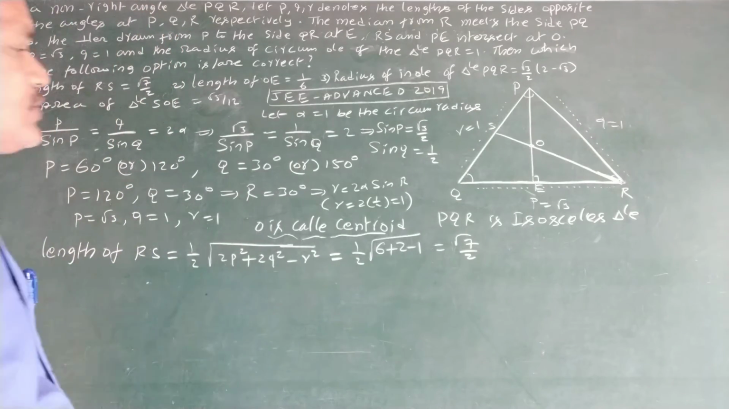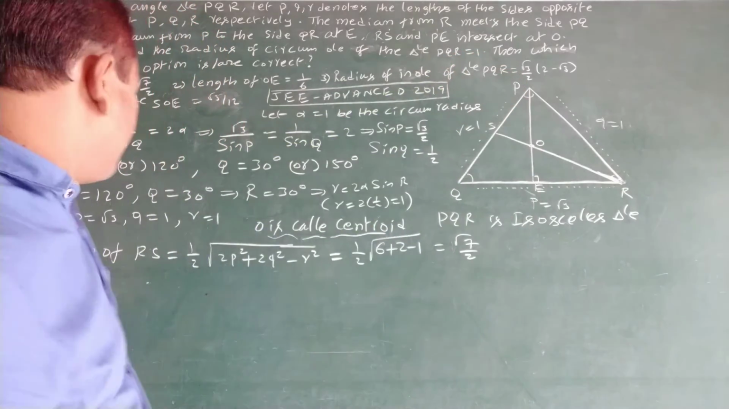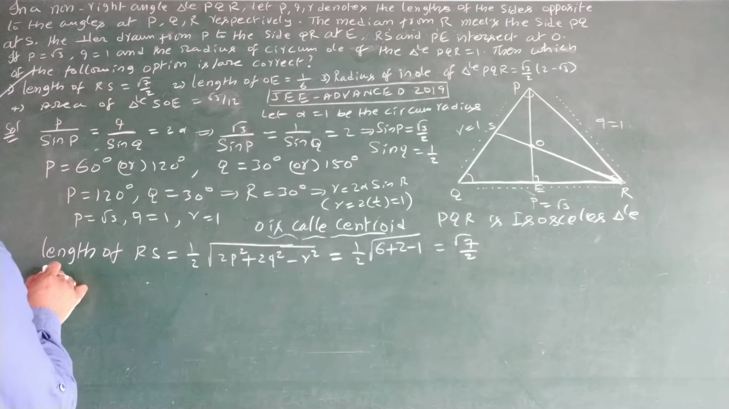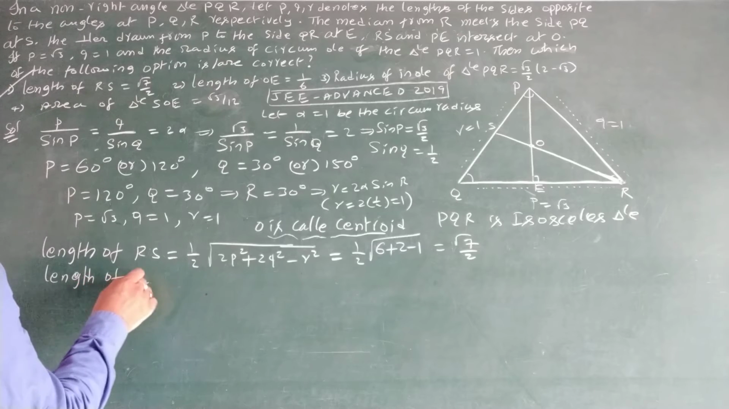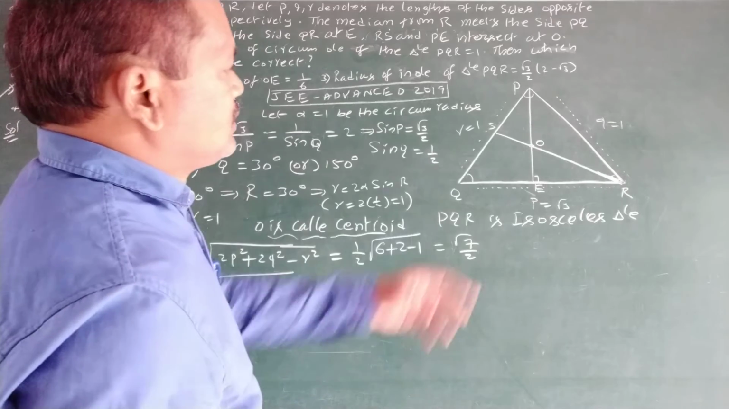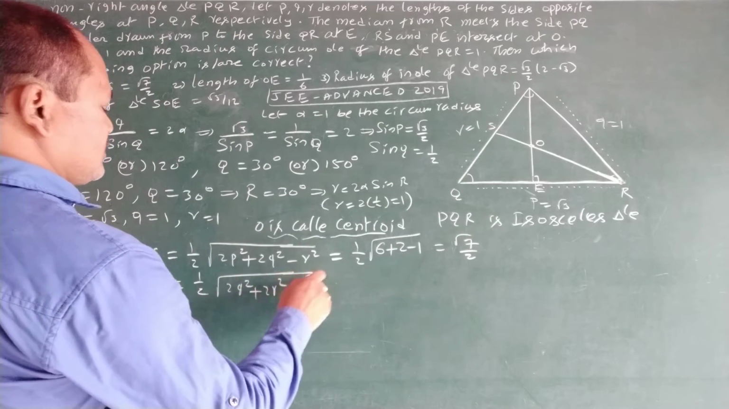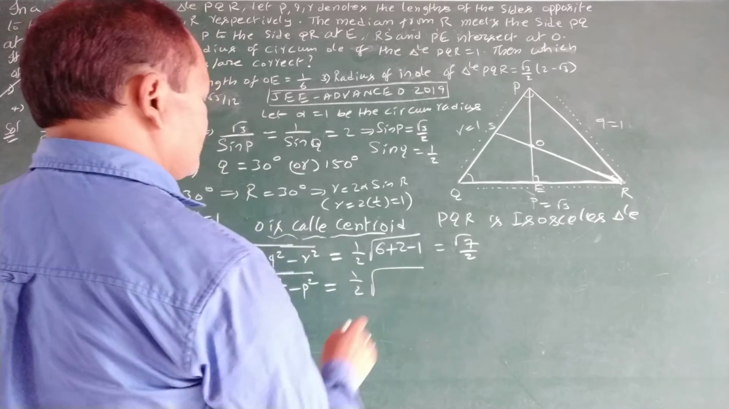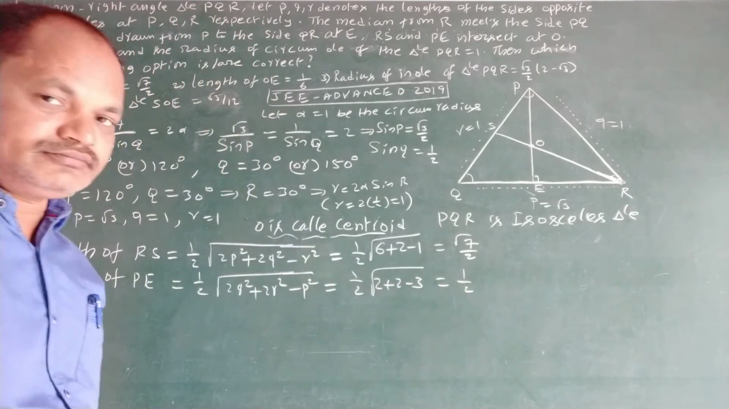Right. Now we are going to find PE, that means this median, the length of PE. Another median formula: 1 by 2 into square root of 2Q square plus 2R square minus P square, that is 1 by 2 into square root of 2 plus 2 minus 3, that is 1 by 2.